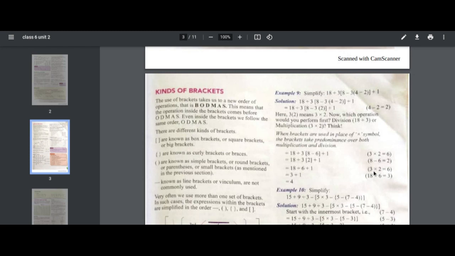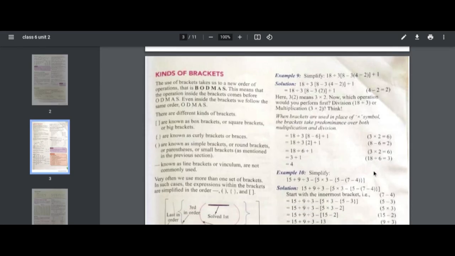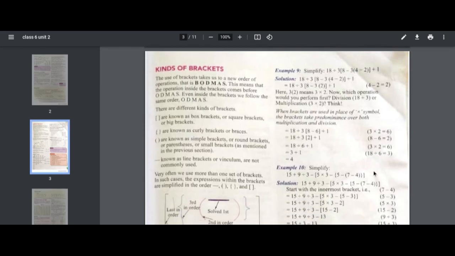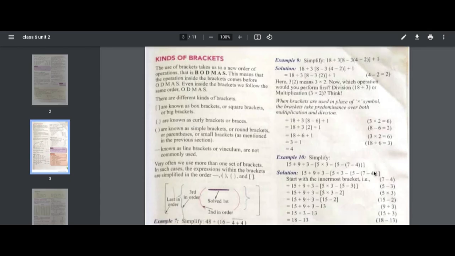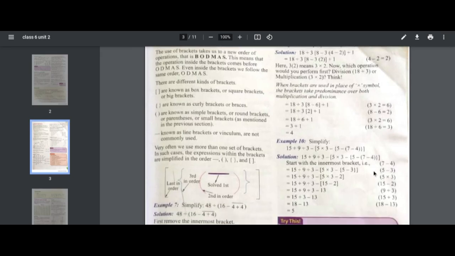If there is an order of operation inside the bracket, we have to follow the order-of-operation rule first, then we can solve the bracket. Okay, so we have three different kinds of brackets. These are known as the box brackets or square brackets or big brackets. These are known as curly brackets or braces. These are known as simple, round brackets or parentheses or the small brackets.